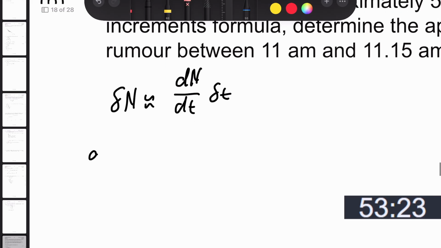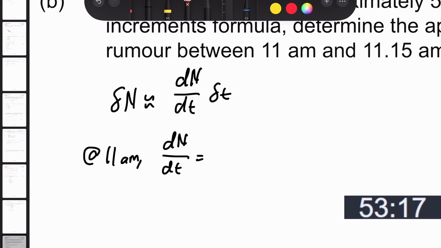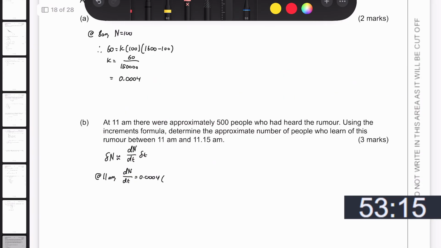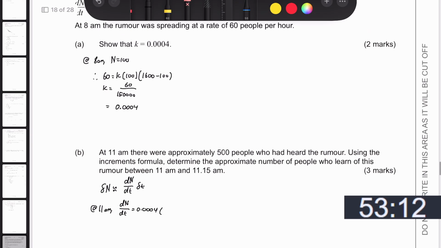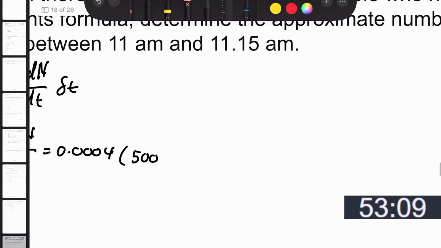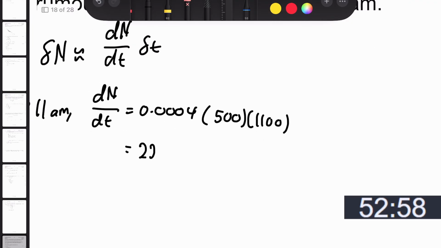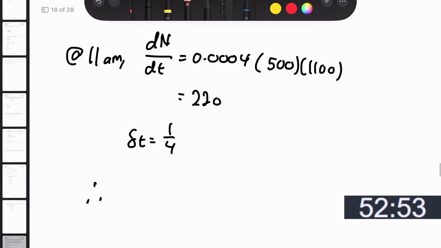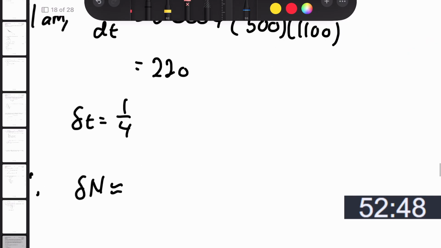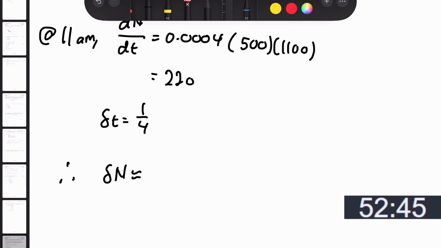So then at 11 a.m., dn/dt is going to equal 0.0004 of 500 over 4,100, which is going to equal 4 times 500, 100, so 220. The change in t is 1 on 4. The change in n is approximately 220 divided by 4, which is 55.